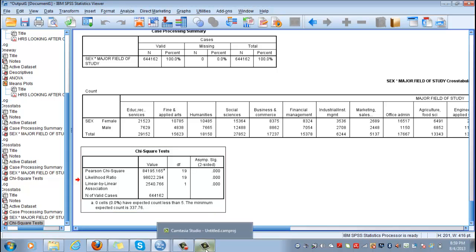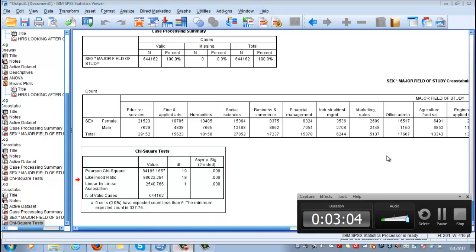And this is it, basically. I think this is a pretty simple test, and students usually love to carry out chi-square tests.